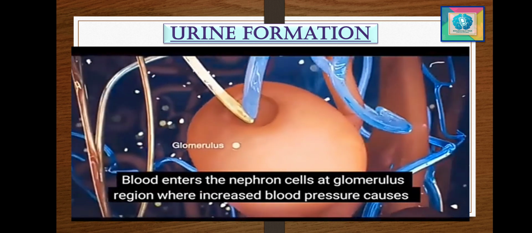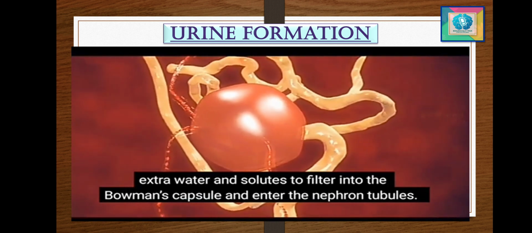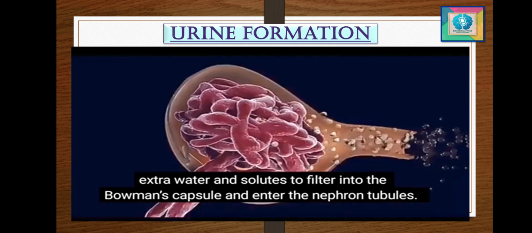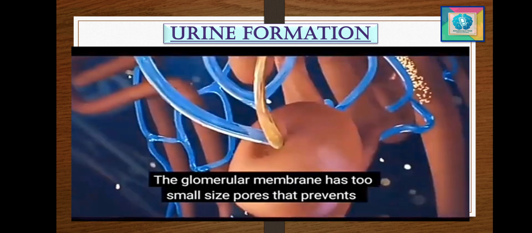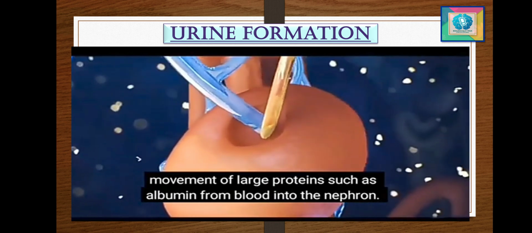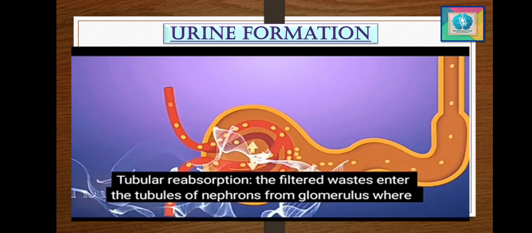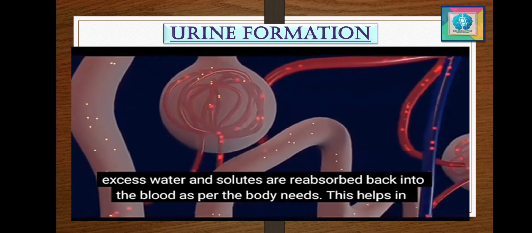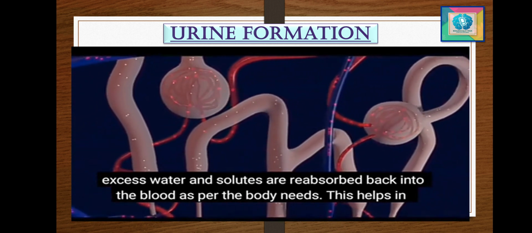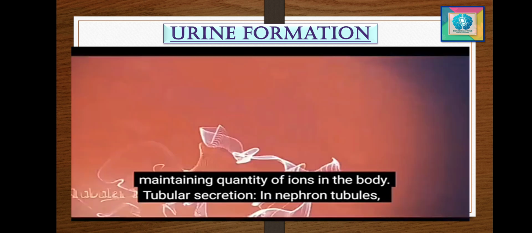First is glomerular filtration. The blood enters the nephron cells at the glomerulus region, where the increased blood pressure causes the extra water and solutes to filter into the Bowman's capsule and enter the nephron tubules. The glomerular membrane has small pores that prevent the movement of large proteins such as albumin from the blood into the nephrons. Second is tubular reabsorption. The filtered waste enters the tubules of the nephrons from the glomerulus, where the excess water and solutes are reabsorbed back into the blood as per the blood's needs, which helps in maintaining the quantity of ions in the body. Third is tubular secretion.